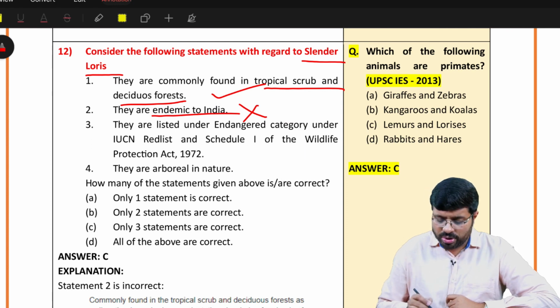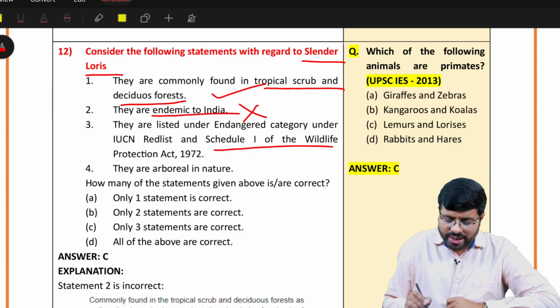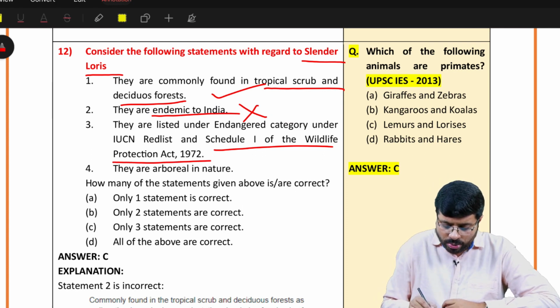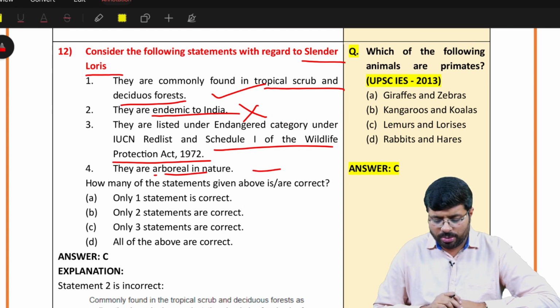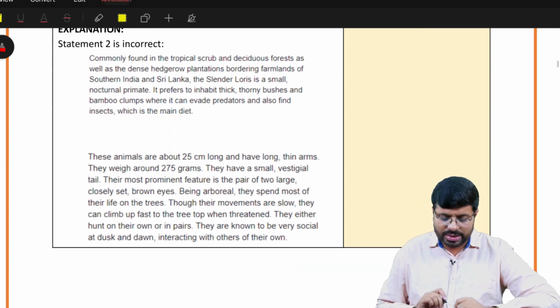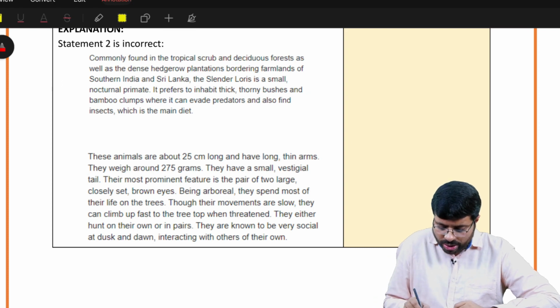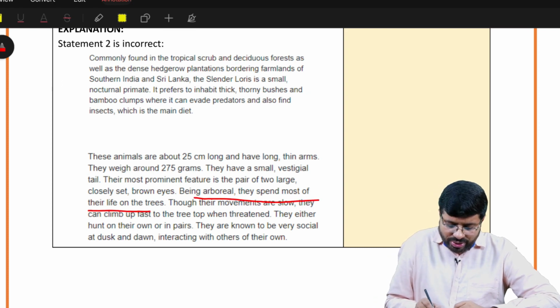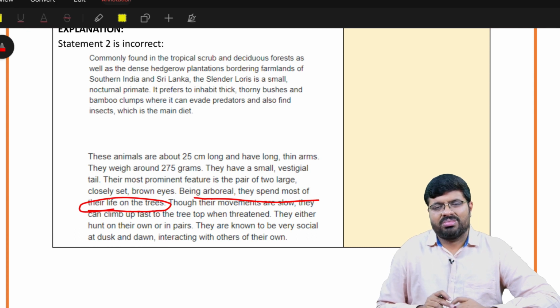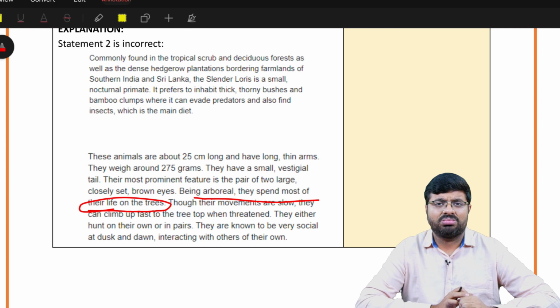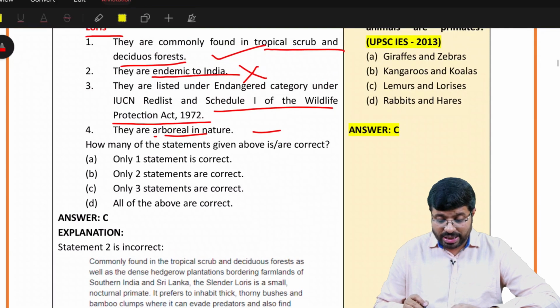And you might have known this: they are part of Schedule 1 of the Wildlife Protection Act 1972, and they are arboreal in nature. Arboreal, as explained clearly in the NCERT books, means they spend most of their life on trees. Primates live their life on the trees. Now this is a factual question. Some of you might have prepared, some of you might not have. That is the difficulty nature of this paper.